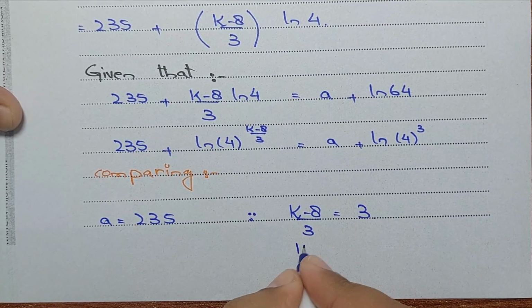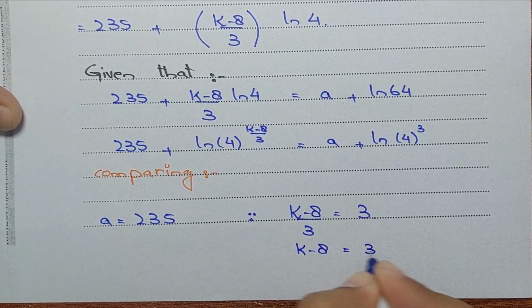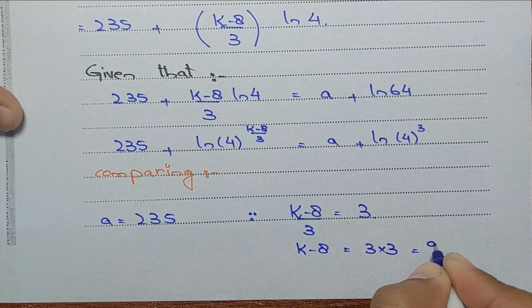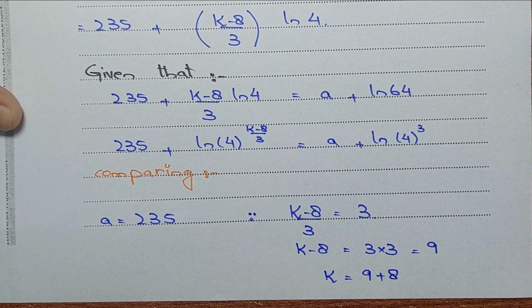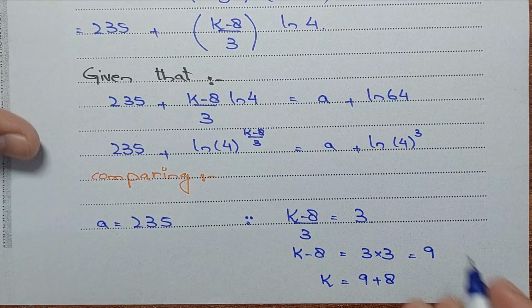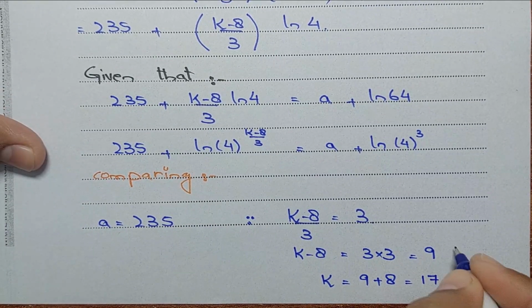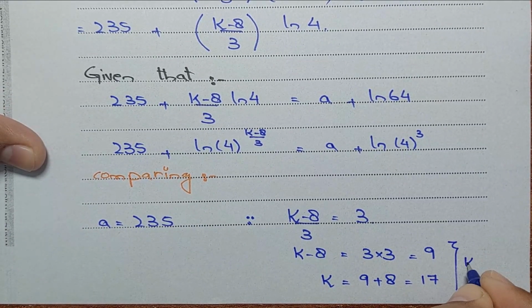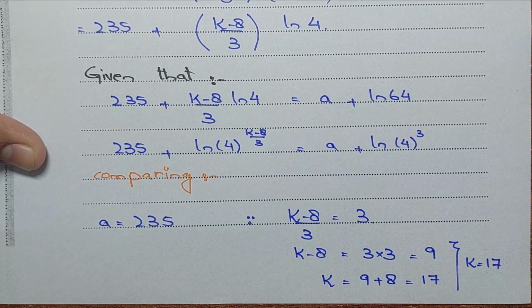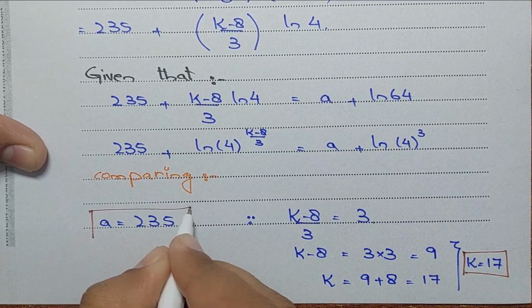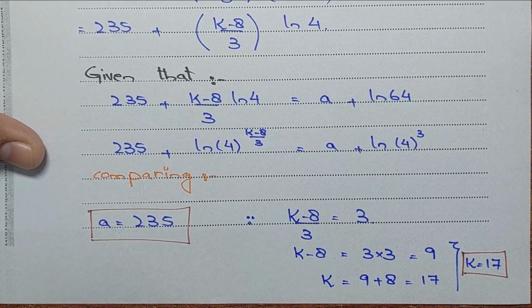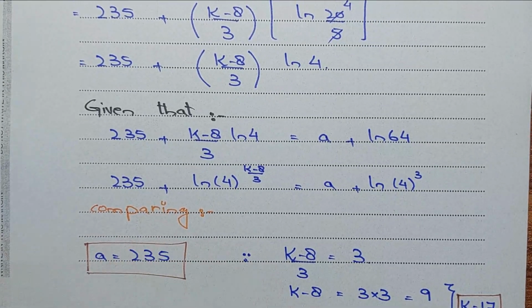3 times 3 is 9. So k minus 8 is 3 times 3, which equals 9, and k would be equal to 9 plus 8, which is 17. So here we can say the k value is 17, which is a constant, and the a value is 235, which is an integer. Okay, so that was the last question of our paper.